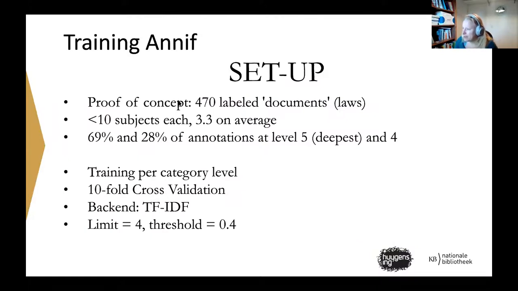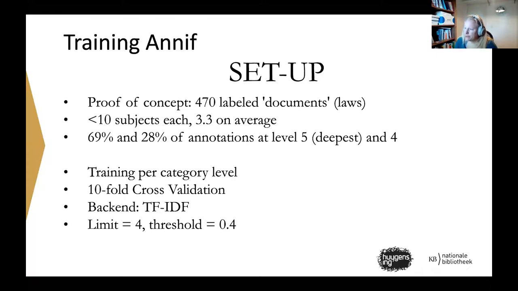So as Annemieke already explained, we had 470 labeled documents, where each document is a single law, and those were pretty short texts, so mostly one or two paragraphs or something like that. And she manually assigned subjects to them, at maximum 10 subjects, on average there were 3.3. And those annotations were as specific as possible. So 70% of them were at the deepest level and 28% on the next deepest level.